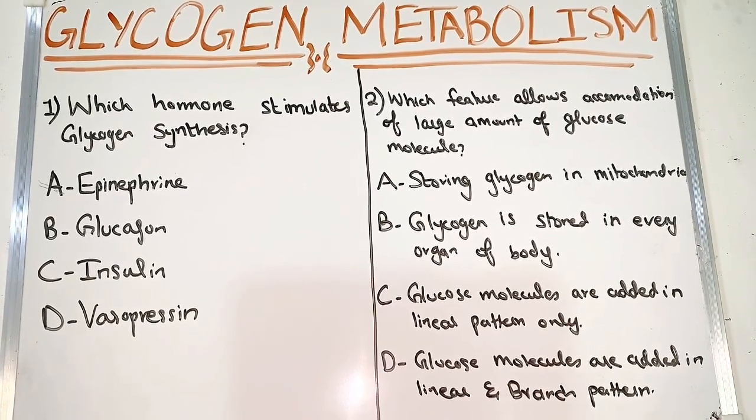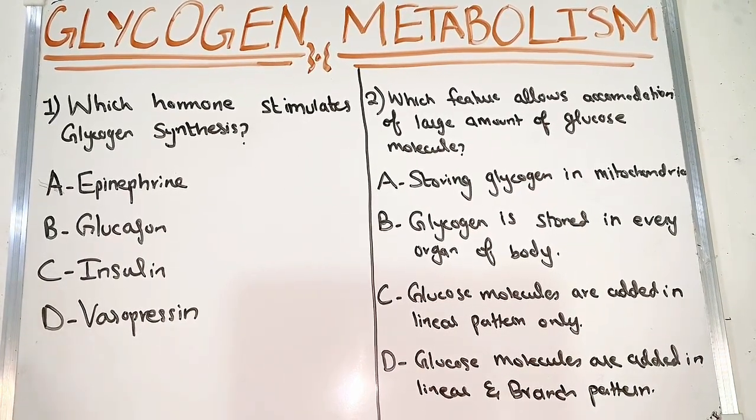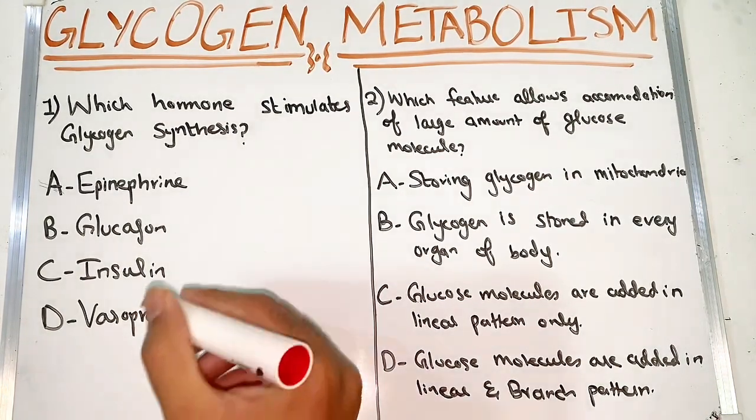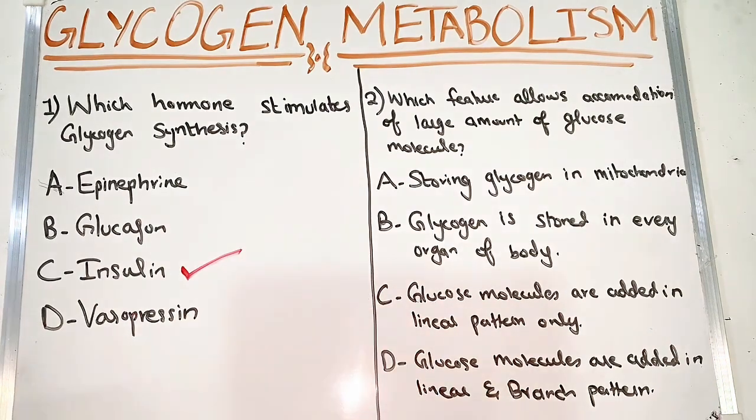The first question is, which hormone stimulates glycogen synthesis? As we also discussed, glycogen synthesis is production of glycogen, and there is only one hormone which initiates it. Epinephrine, no. Glucagon, no, it's breakdown. Insulin, yes. Insulin is the hormone which initiates and stimulates glycogen synthesis.